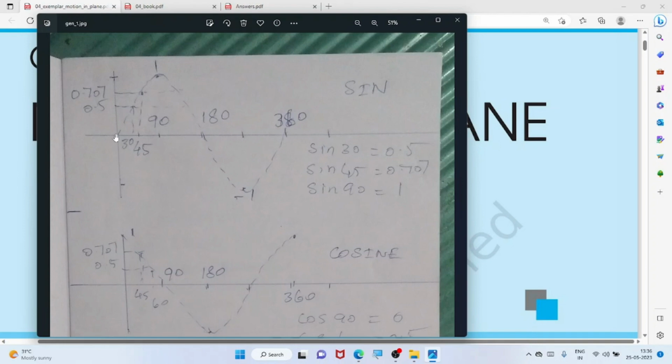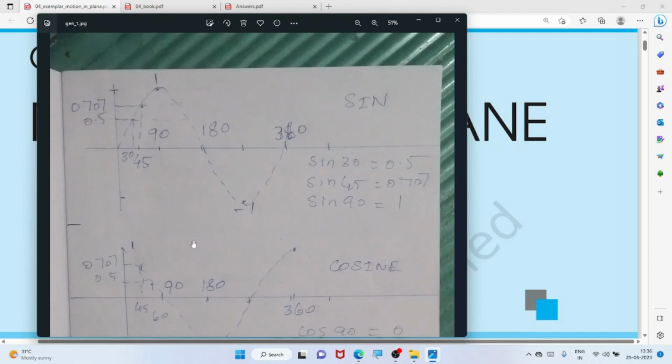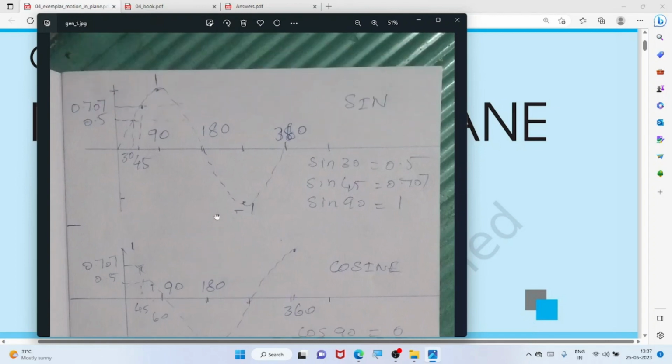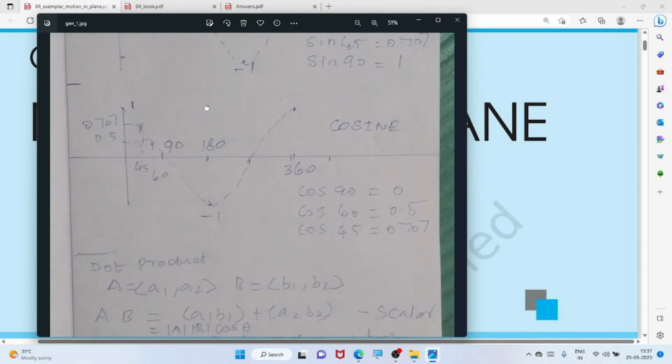So sine 0 is 0, sine 90 is 1, sine 30 is half, sine 45 is 0.707. Okay, 0, 90, 180, 270. So the 270 is minus 1. So the cosine wave is 90 degree shifted. That is, sine 90 is cos 0. Okay. So cos 0 is 1, cos 90 is 0. This is minus 1. So you can see this is sine and this is cosine.